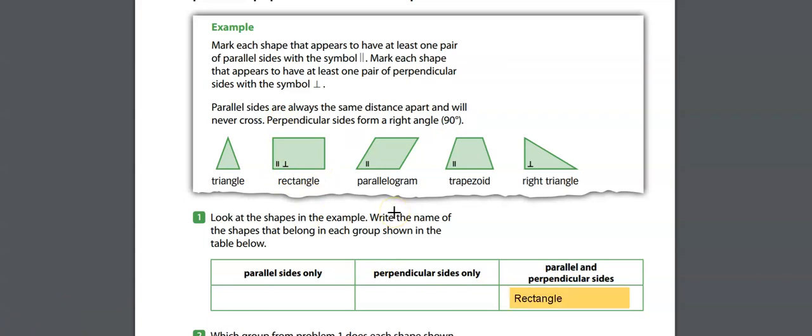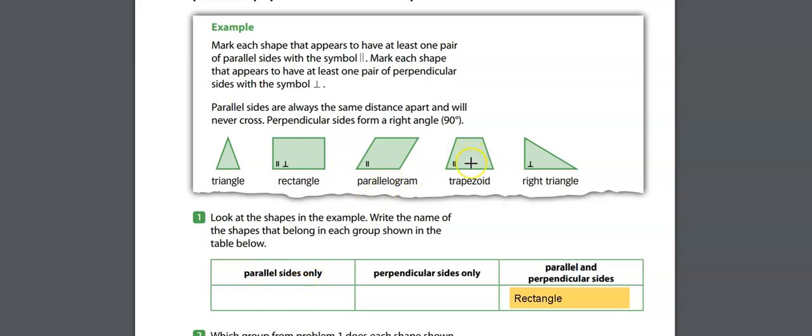Now let's move on to our parallelogram. I see that I have one pair of sides that are parallel that do not cross. And I have another set of parallel sides that do not cross. But I don't have any perpendicular sides because I don't see any right angles. So my parallelogram will go into my parallel sides only.